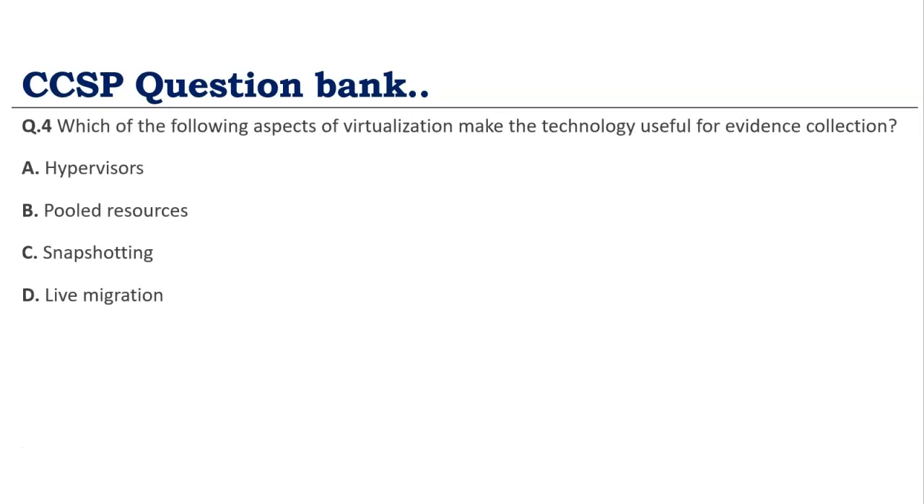The second last question: which of the following aspects of virtualization makes the technology useful for evidence collection? We have hypervisor, pooled resources, snapshotting, and live migration. We have seen that live migration is not helpful. It is painful because with live migration the VM can be moved to other hosts, and we are not sure which host it is on when we are collecting evidence. So live migration cannot be the option. We have seen that snapshotting is one of the best ways to collect guest OS related data, because for a virtual machine we can take a snapshot and keep the system running. So snapshotting is one of the technologies that can be helpful for evidence collection in the cloud.